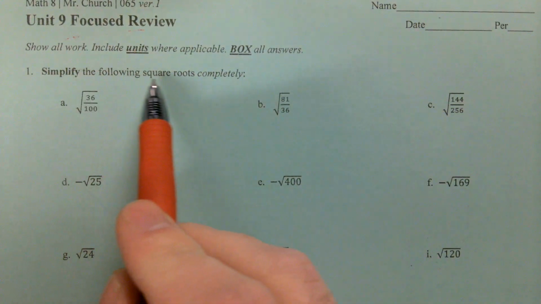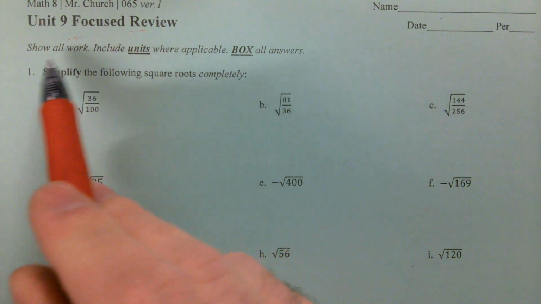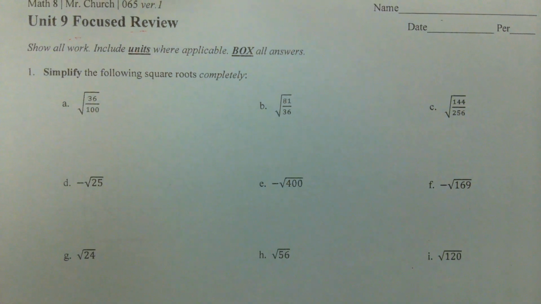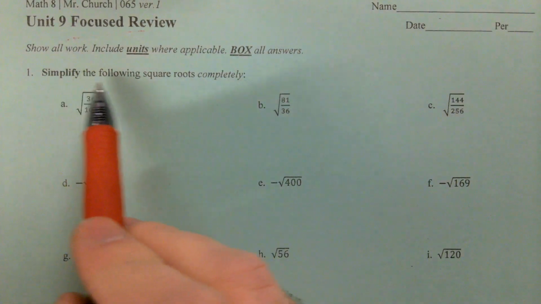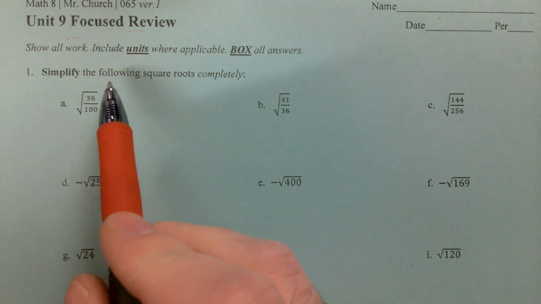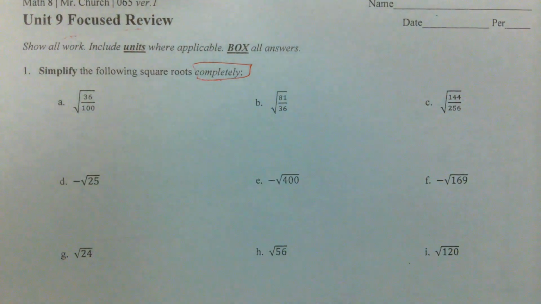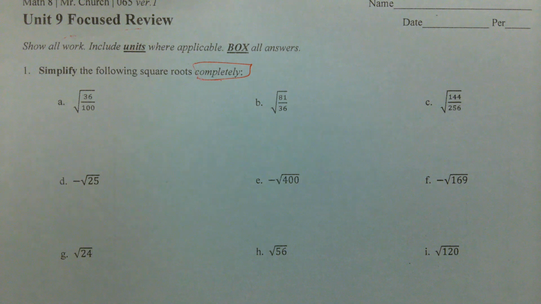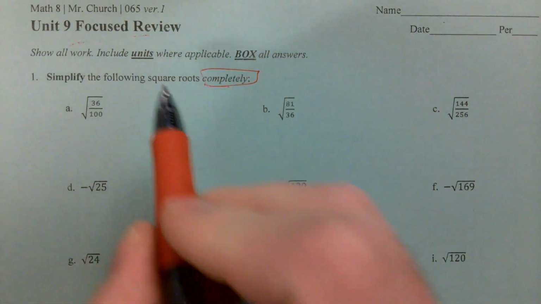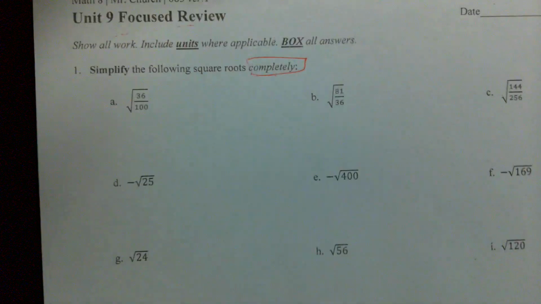So the key word here. Anyone want to take a guess at what the key word is in this sentence? Simplify. That's a good one. Even more key than that. Units. Where did you see units in this question? So I'm looking at number one. Square root? No. There we go. Completely. That's why it's italic, so you know that it's important. We have to simplify the following square roots completely. Okay, let's take a look at what that means.